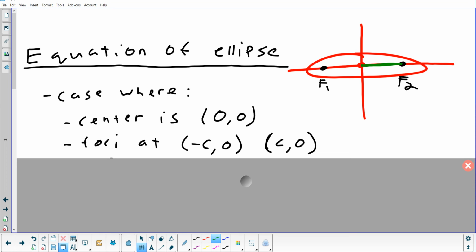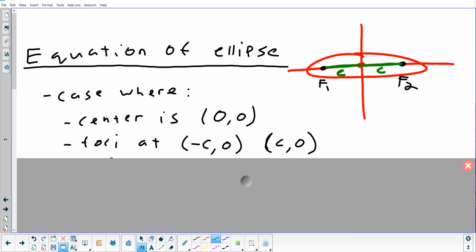Yep. C units long. So this would be C units. And how about if I drew this line segment right here? How long would that one be? Still C. That's also C. So the distance between the foci is 2C.